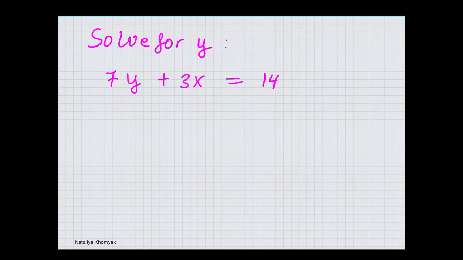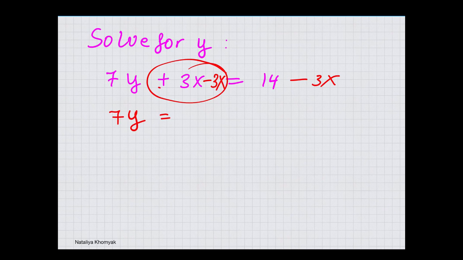Solve for y. Here we have an equation of a line. We want to do the additive inverse first, and the addition here is plus 3x, so you want a minus 3x. Whatever you do to one side, you want to do to the other side of the equal sign. This adds up to 0. So we have 7y equals 2.